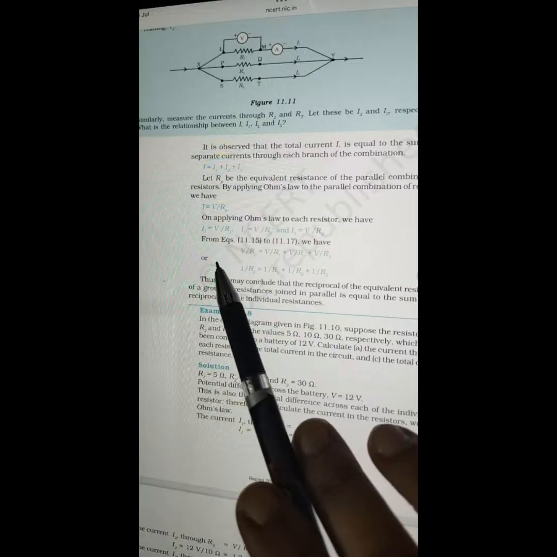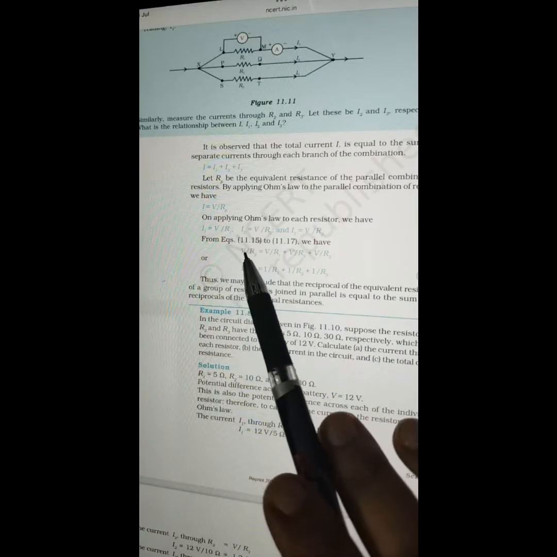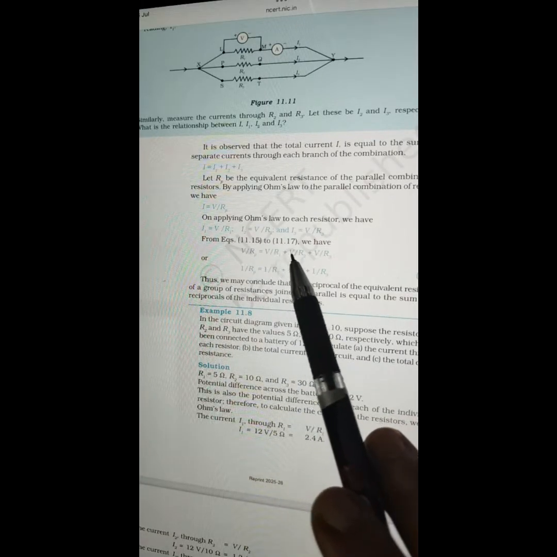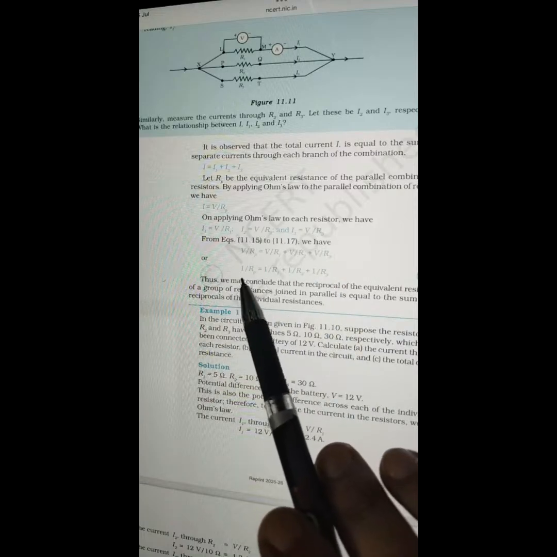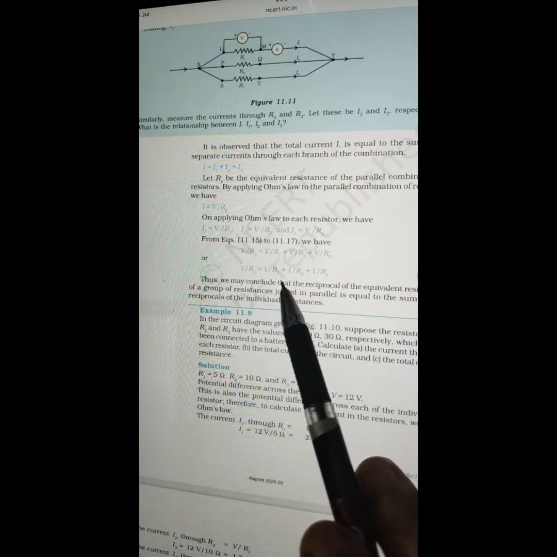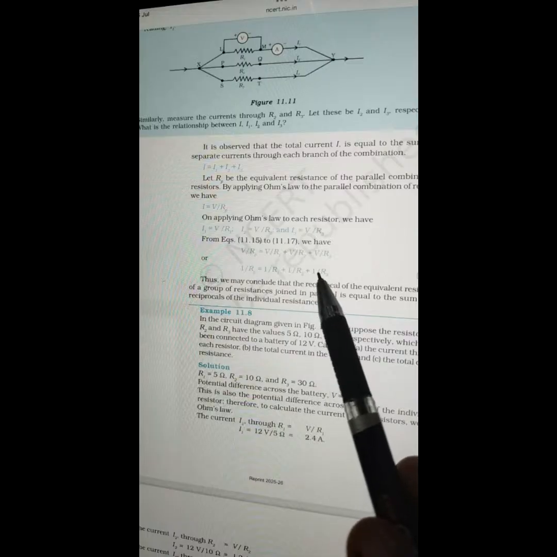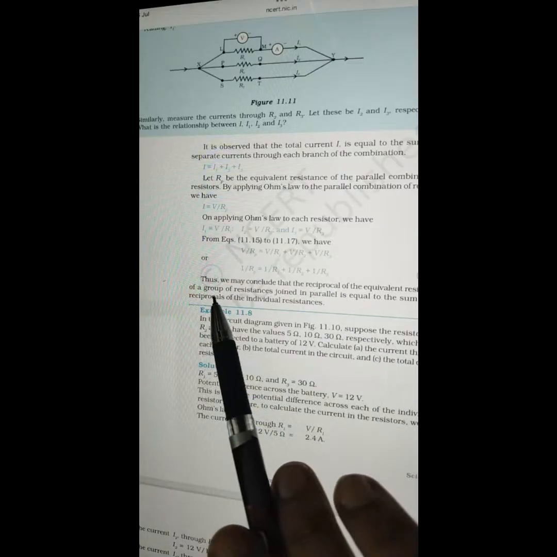So after using equations 11.15 to 11.17, we will get 1/RP = 1/R1 + 1/R2 + 1/R3. Thus, we can conclude that the reciprocal of the equivalent resistance of a group of resistances joined in parallel is equal to the sum of reciprocals of the individual resistances.